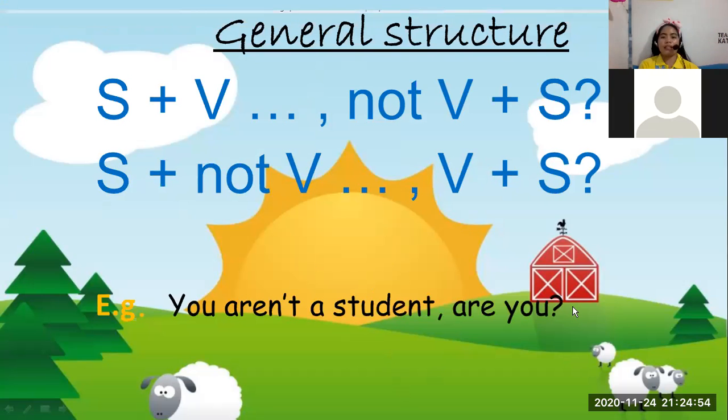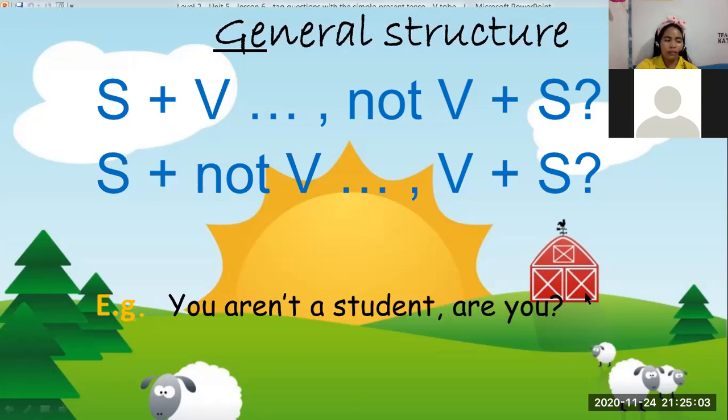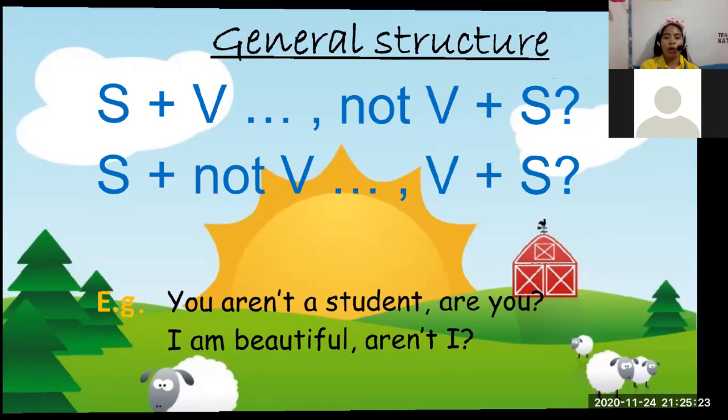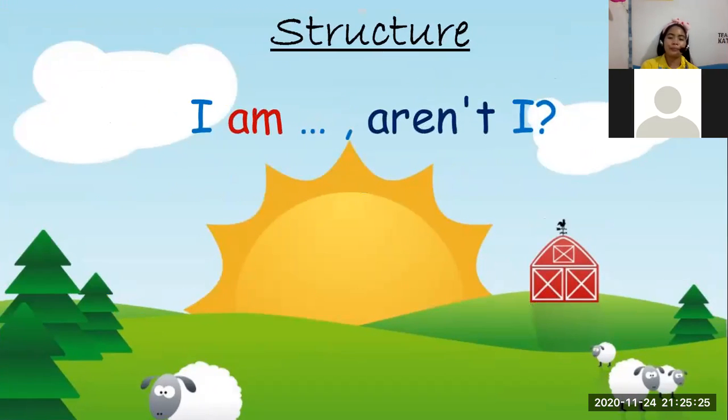Okay, can you read it? You aren't a student, are you? Next. I am beautiful, aren't I? Okay, I am beautiful, aren't I? Okay, we have structure again.